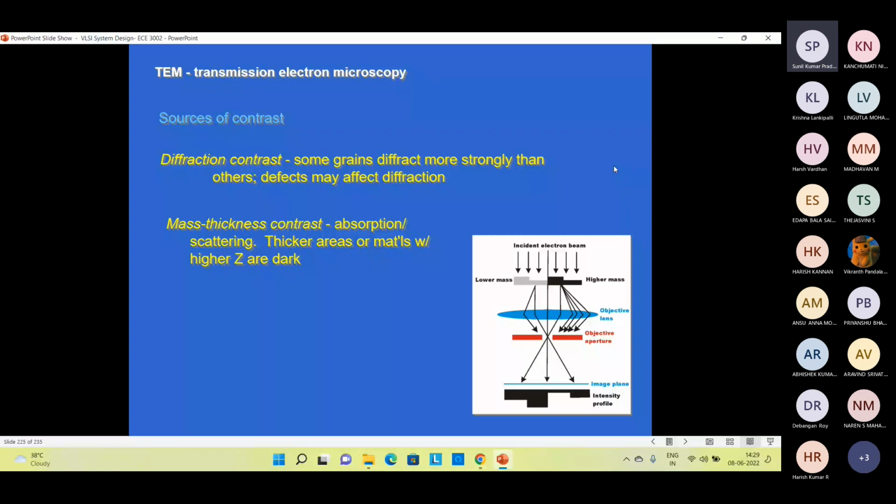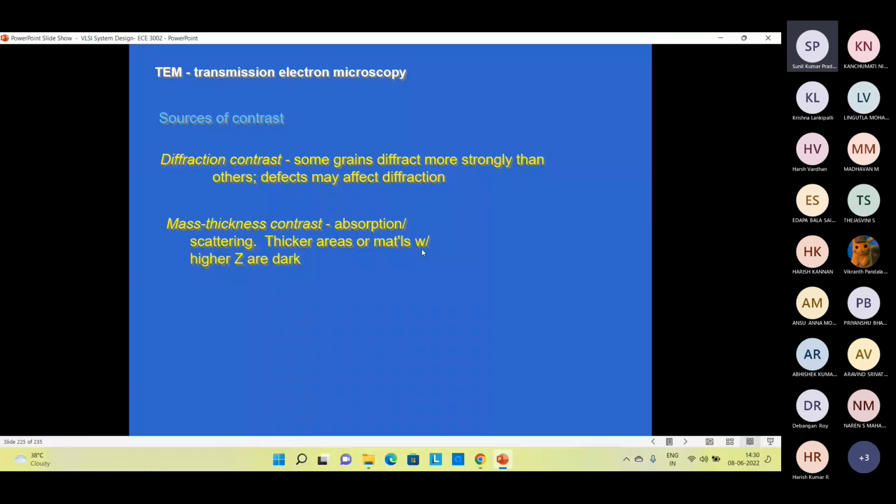Now, if you look here, the incident beam meets either a lower mass or higher mass region. We have the objective lens, objective aperture, and the image plane, and this is the intensity profile. There is a difference in diffraction contrast, as some planes diffract more strongly than others, so defects may affect the diffraction. Then there is mass thickness contrast, or absorption scattering: thicker areas and materials with higher Z, that is, higher atomic number, will appear dark.